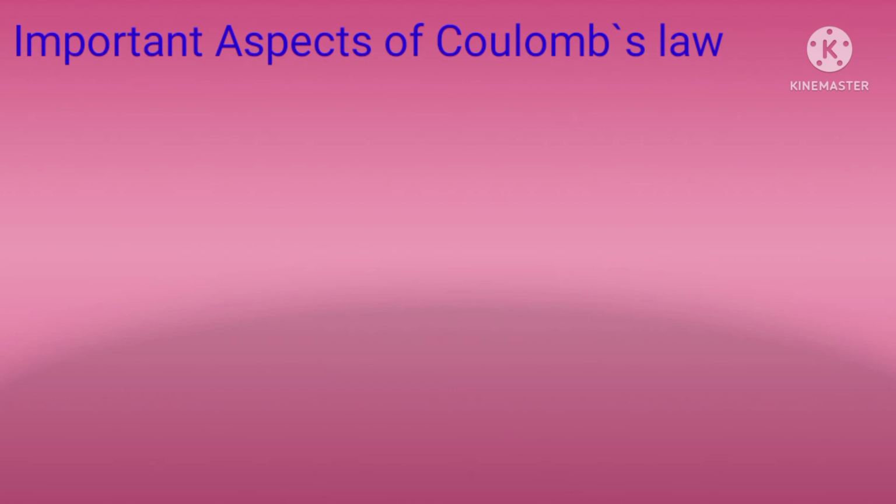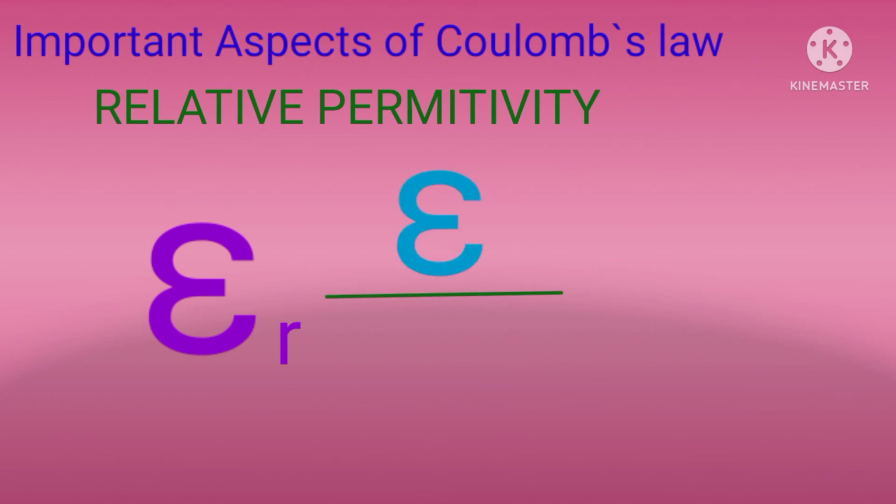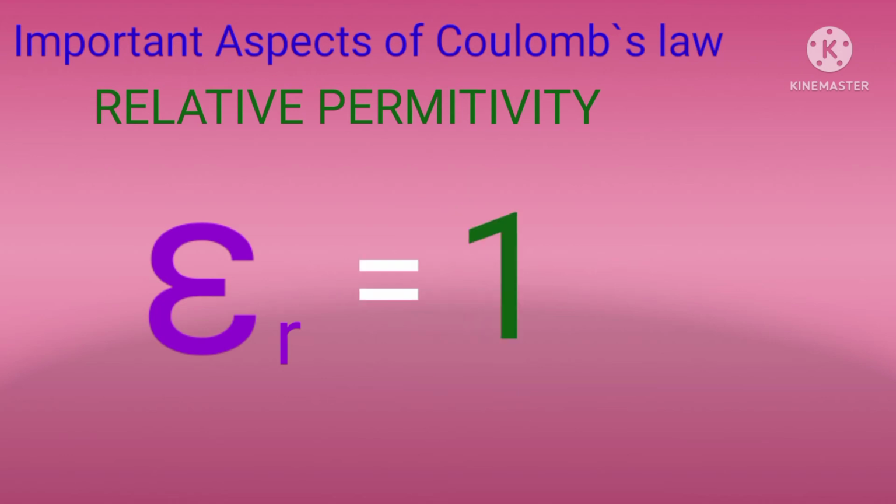Now, I already told you permittivity. Now, relative permittivity. Relative permittivity for a given medium is written as epsilon r, and it is the ratio of epsilon by epsilon 0. For vacuum or air, epsilon r equal to 1, and for all the other media, epsilon r is greater than 1.